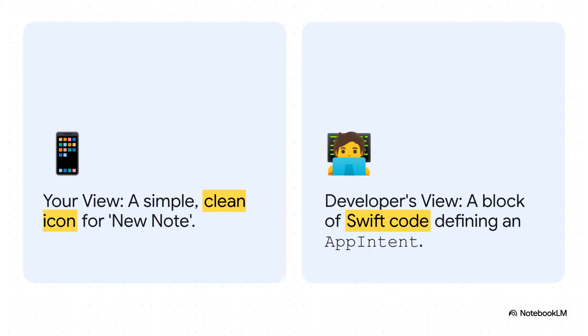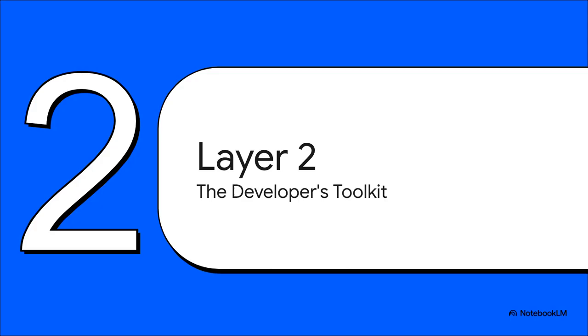And here's where we peel back that first layer. What you see is a simple, clean icon for a new note. But for a developer, well, they see a block of code. They use a language called Swift to create something called an app intent. And that's basically just a little message to the phone's operating system that says, hey, my app knows how to do this specific thing. Okay, so how does a developer actually hook up their app to all that smarts built into your phone? Let's go one layer deeper and look at the tools they use.